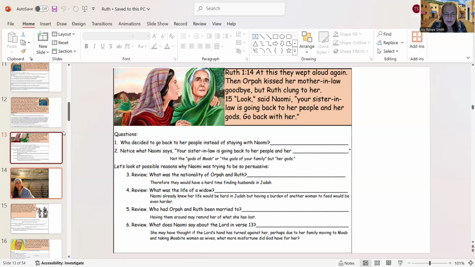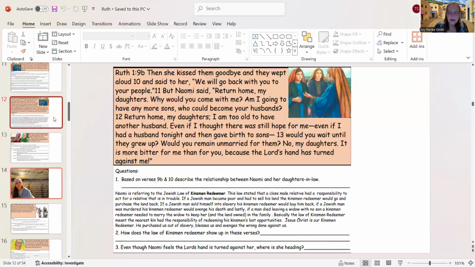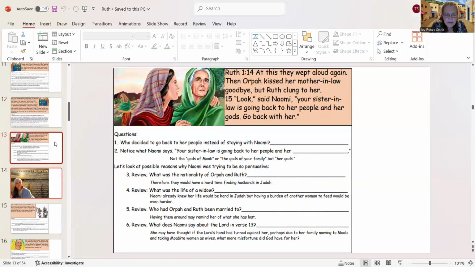What does Naomi say about the Lord in verse 13? That he has basically cursed her. Let's see, 13. The Lord's hand had turned against her. She may have thought if the Lord's hand had turned against her, perhaps due to her family moving to Moab and taking Moabite women as wives, what more misfortune did God have for her? So that's why Naomi was trying to be very persuasive with her two daughters-in-law.